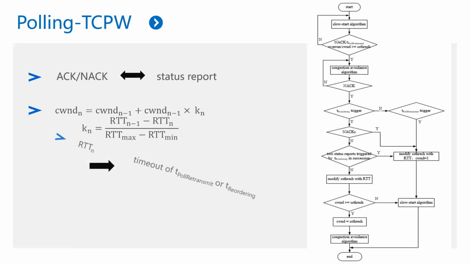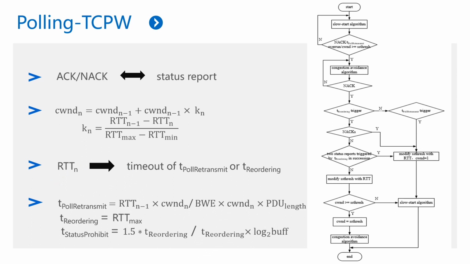In order to apply the TCPW congestion control algorithm in the IoC protocol, we combined status reports with the congestion mechanism. The workflow of polling TCPW is shown in the picture. Firstly, a single ACK or NACK is replaced by status reports, which can improve the TCPW algorithm by determining the reasons why status reports are triggered.